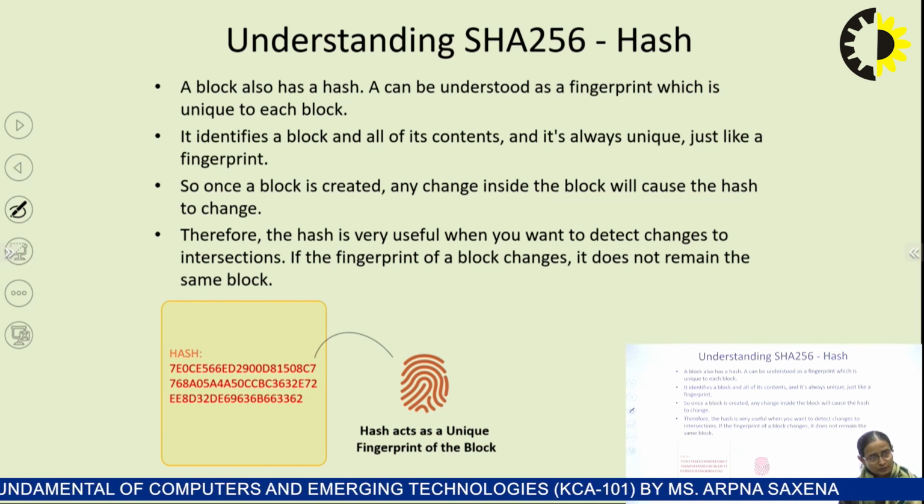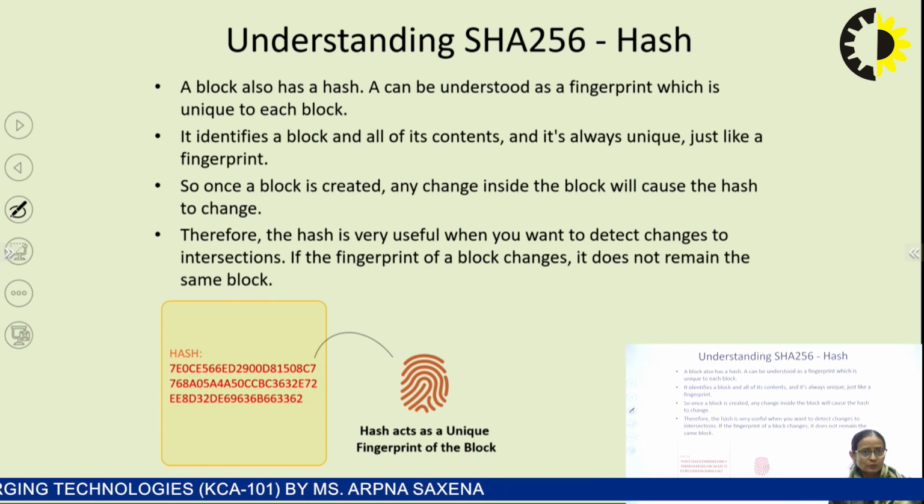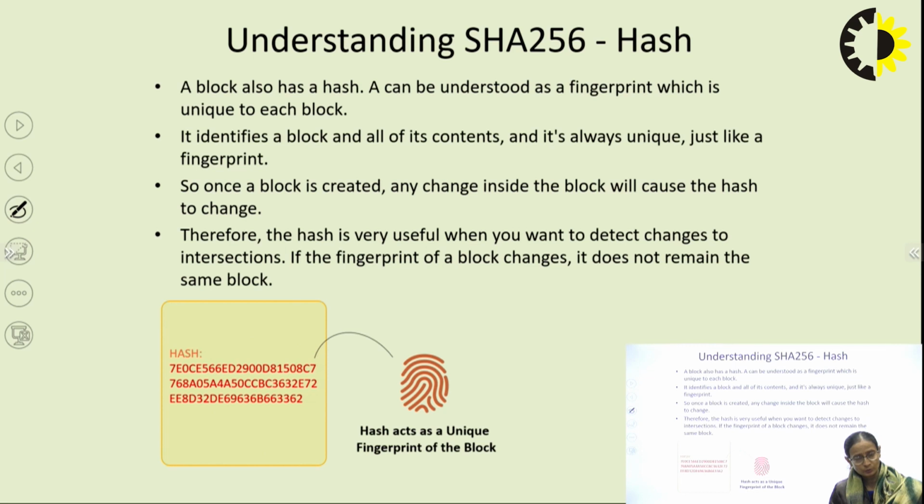Every block has a hash value, and we can say this hash value is a fingerprint which is unique to each block. Like a fingerprint of a human being, every human being has their own unique fingerprint, and it cannot be matched with other human beings. Similarly, in blockchains, every block has its own fingerprint, and we generate this fingerprint with the help of a hashing algorithm. It is also known as the hash value. It identifies a block and all its contents, and it is always unique, just like a fingerprint.